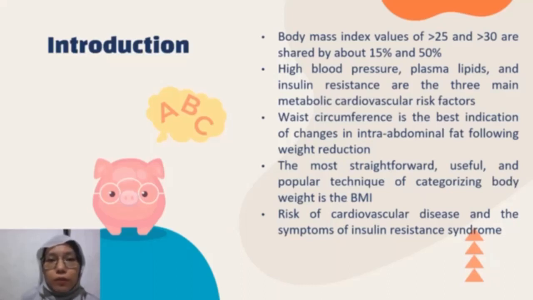The most straightforward, useful, and popular technique of categorizing body weight is the BMI. It is determined by dividing body weight in kilograms by the square of body height in meters. The index classifies patients into the proper weight categories of underweight, normal weight, overweight, and obese. Even though BMI is frequently used to track the prevalence of obesity in the community, it has many drawbacks.